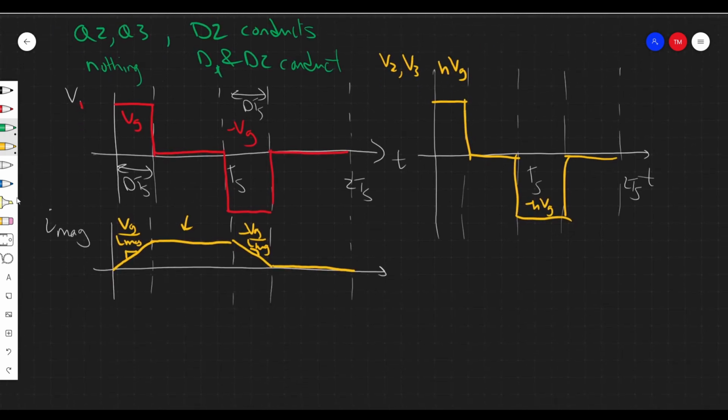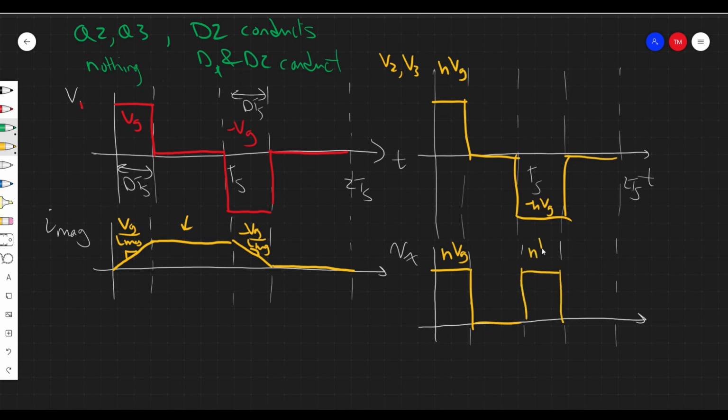Then this goes through the full wave rectifier, right? And again, as we described, it's going to force this positive and negative voltage to become fully positive. So if we draw the Vx voltage, it's going to look like this, but all the negative parts are going to be positive. So Vx is going to look like NVG, 0, NVG, and 0 again, right? And this is over 2 switching cycles.